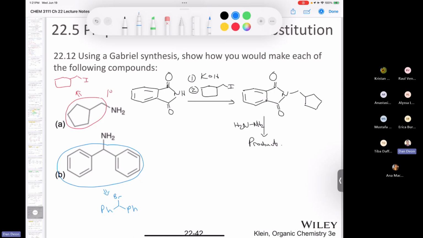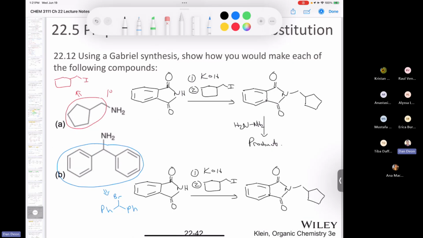But what if we want to make a secondary amine? It's the exact same procedure, okay? So I can even copy and paste some of this. We could just copy this whole thing. Let's give it the old college try here. So if we just copy all of this, and we'll put it down here. I'm going to run out of space, aren't I? All right, anyhow, you get the idea.